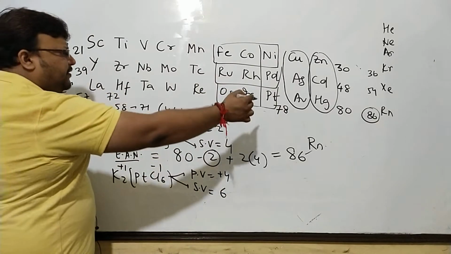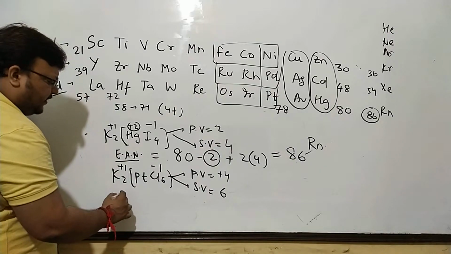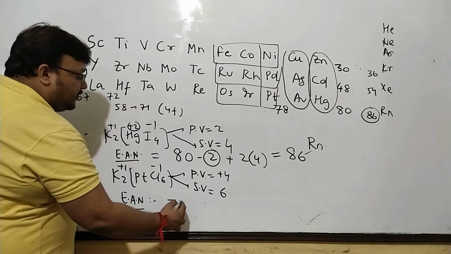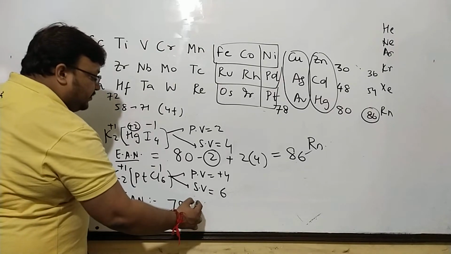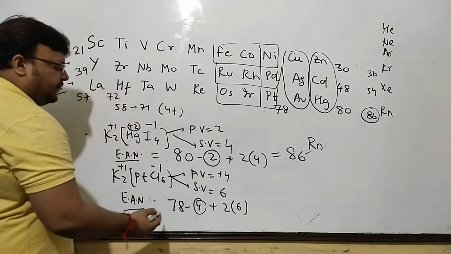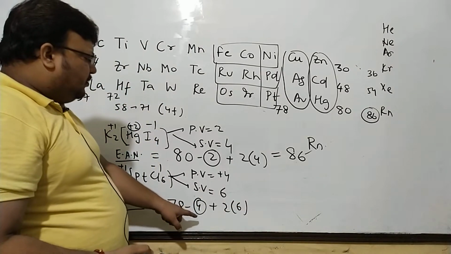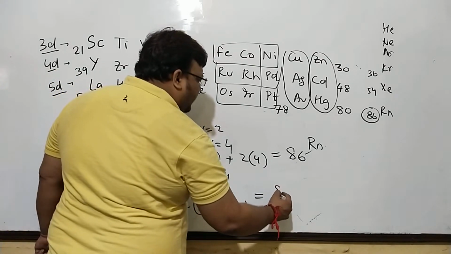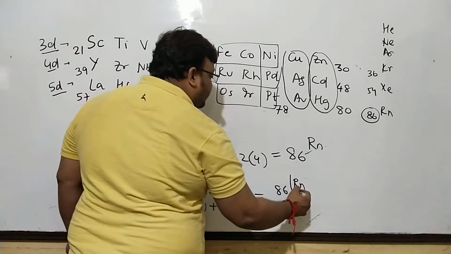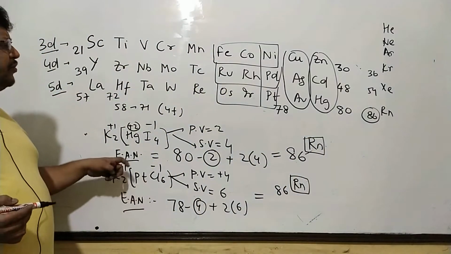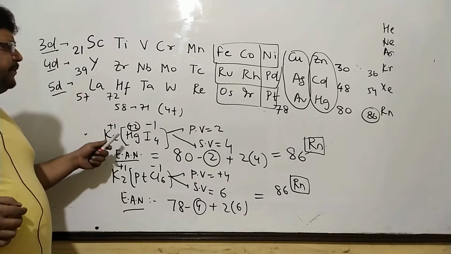So you'll want to start with 78. Effective atomic number you know is atomic number minus primary valency, which is 4, plus 2 times secondary valency, which is 6. So 74 plus 12 would again give you 86, which is the configuration of radon. So for so many complexes this theory is going to work.